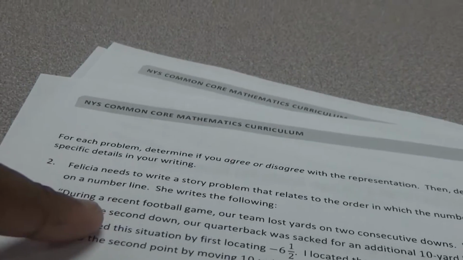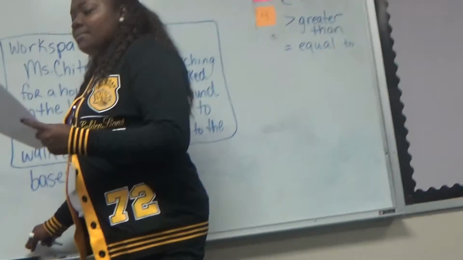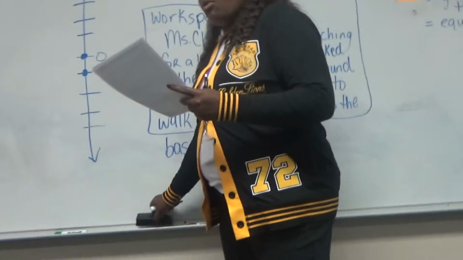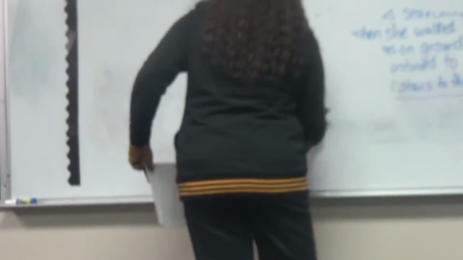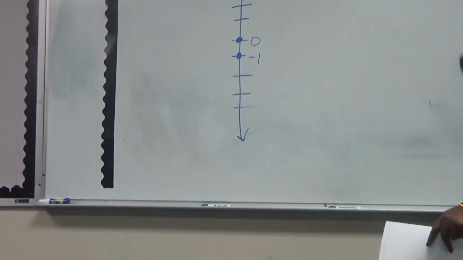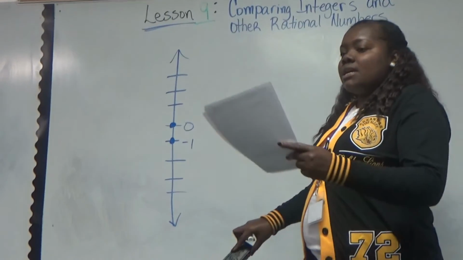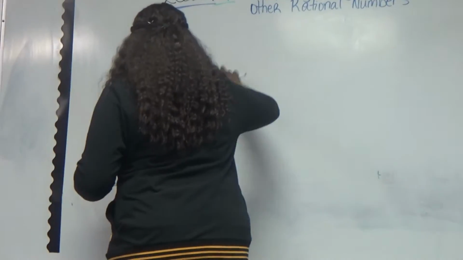On number 2, make sure you read the directions. Let's start with the directions. The directions say, for each problem, determine if you agree or disagree with the representation. Then defend your stance by citing specific details from your writing. So I know you hear this all the time in ELA class. They tell you to cite your what? Evidence. So they want you to pull out some evidence from this text.